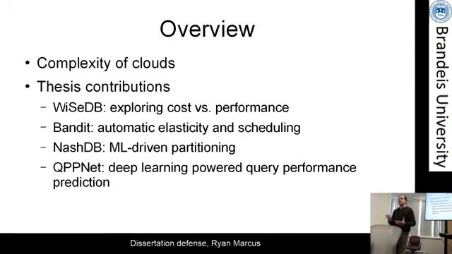So to give an outline of what I'm going to talk about, first I'm going to explain what exactly makes the cloud complex and makes it harder to deal with than a data center. And then we're going to talk about 4 different systems that we've developed here at Brandeis over the course of my time here and how they solve some of these problems.